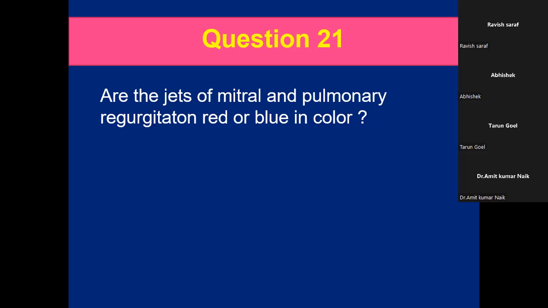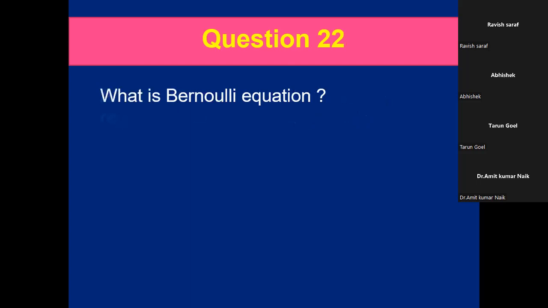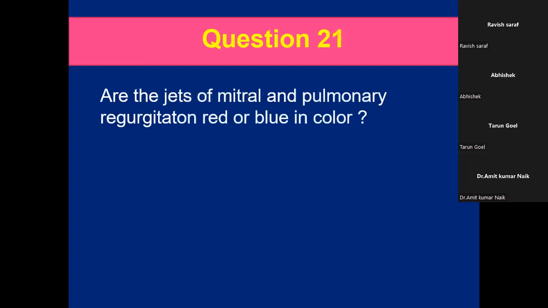Sir, it will be towards, I think it should be red, sir, because blue is away and red is towards, sir. Read the question properly. Are the jets of mitral and pulmonic regurgitation red or blue in color? I'm asking you a very simple question. I have not gone to basics of echocardiography as yet.